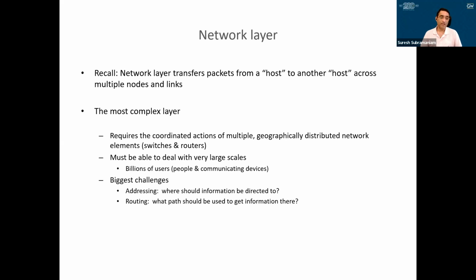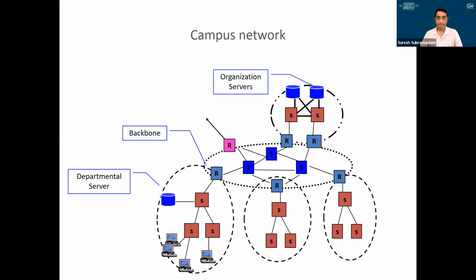Okay. So, some major challenges that the network layer has to solve are addressing, that is, how to identify a host or an end device. That's addressing. And second is routing, that is, what path should be used to get the information there.